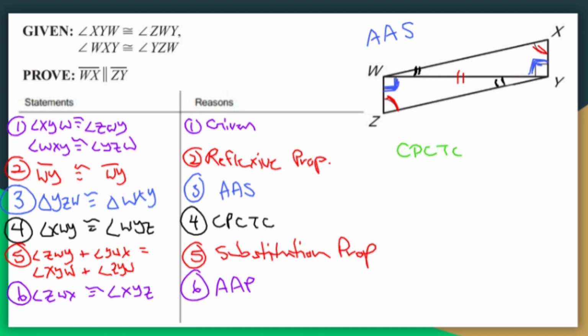And now that we know that these two angles are all completely the same, these two guys are the same as these two guys, now that we know that, I can say that this is parallel to that, thus finishing my proof. Let's get a different color. I can say that WX is parallel to ZY, and that's definition of alternate interior angles.